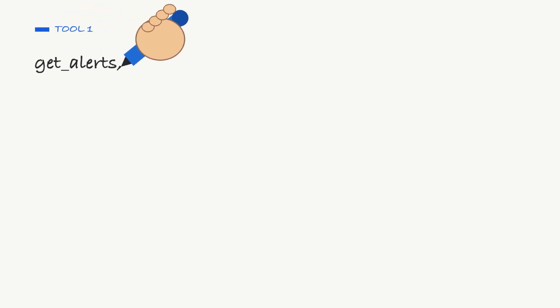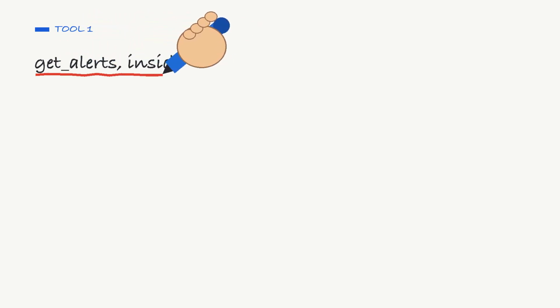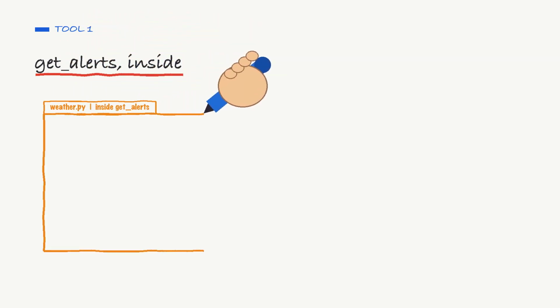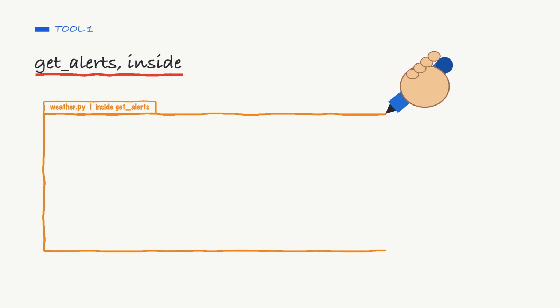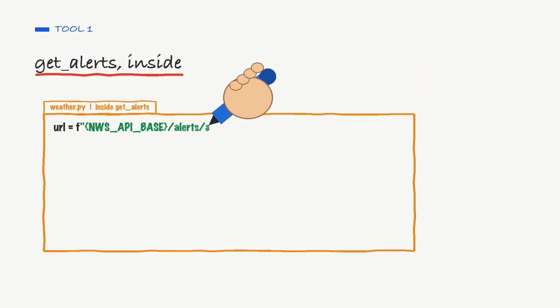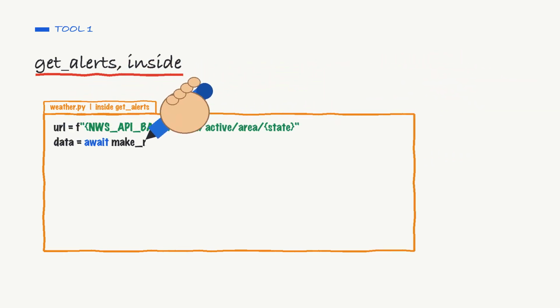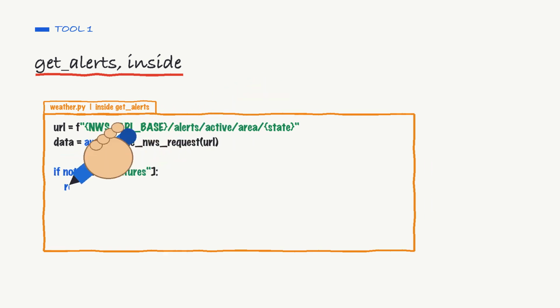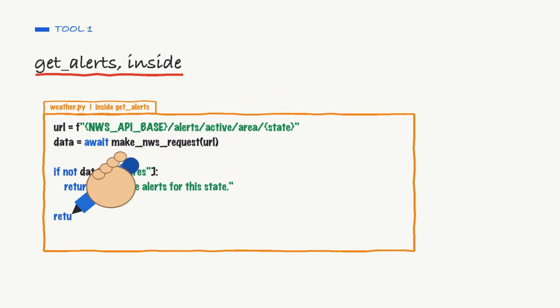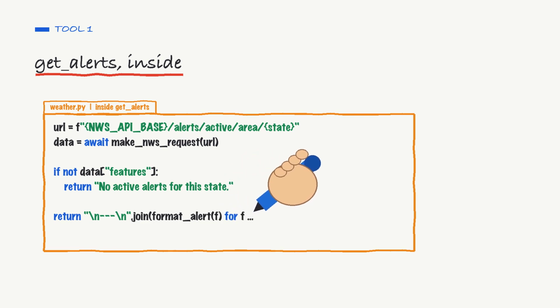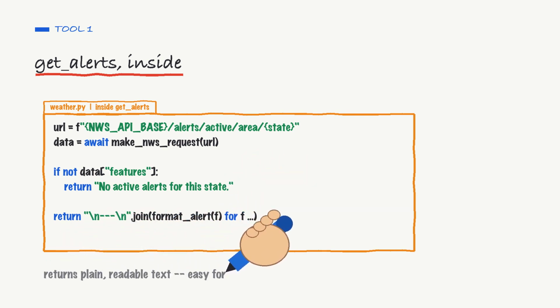Inside Get Alerts, it's plain Python. Build the National Weather Service URL for the state. Await the request, with proper error handling. If there are no active alerts, return a clear sentence saying so. Otherwise, format each alert, the event, the severity, the instructions, and join them into readable text. Notice the return value is just a clean string, easy for a language model to read and quote.